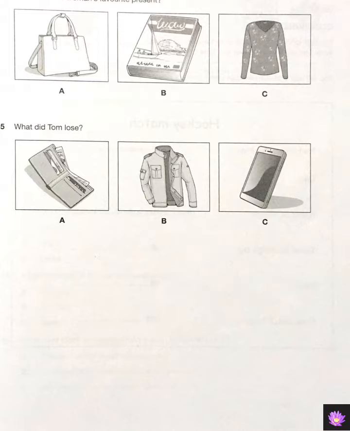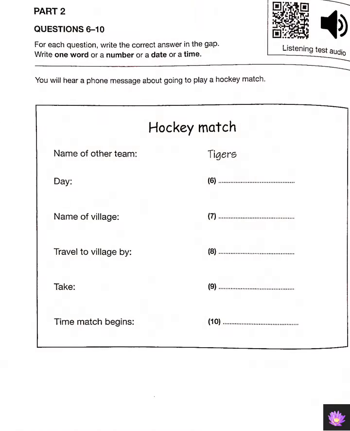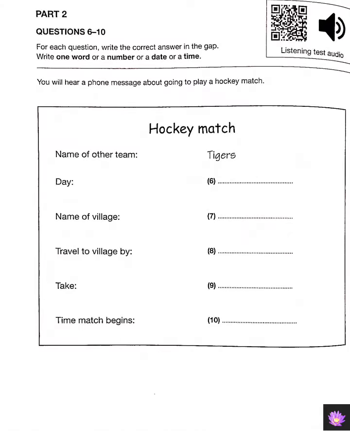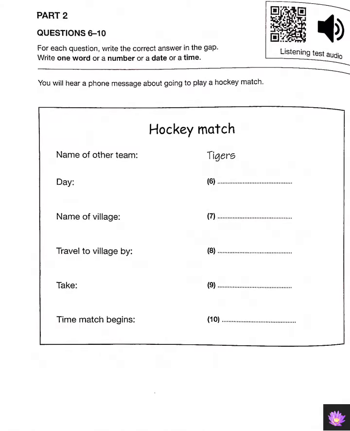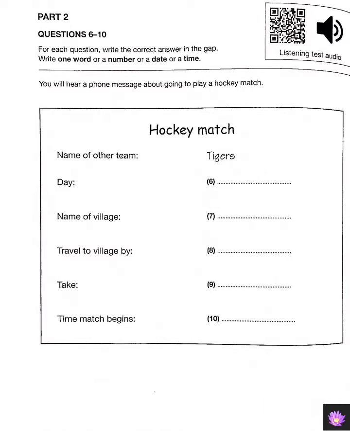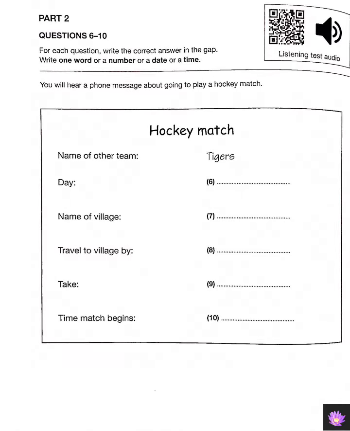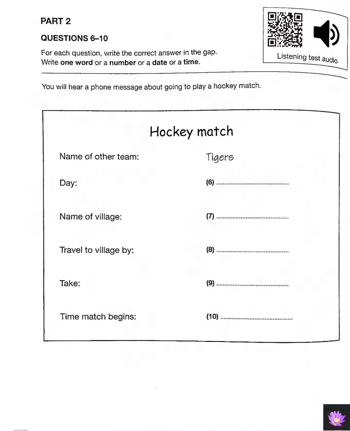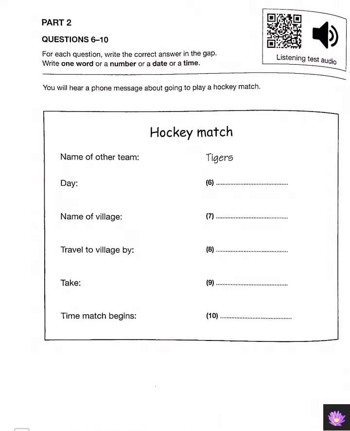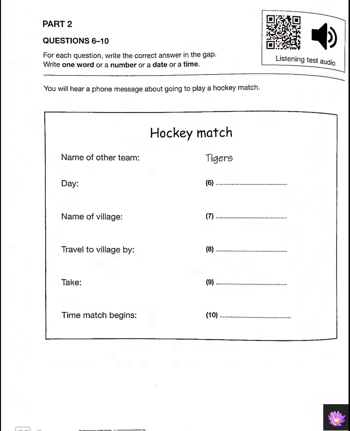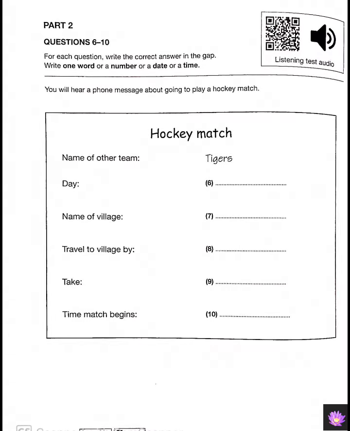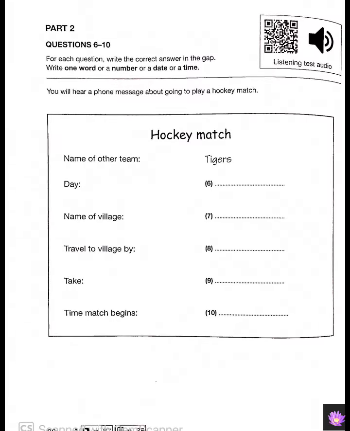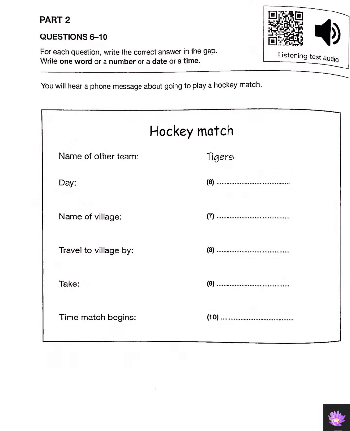That is the end of part one. Now look at part two. For each question, write the correct answer in the gap. Write one word, or a number, or a date, or a time. Look at questions 6 to 10 now. You have 10 seconds.